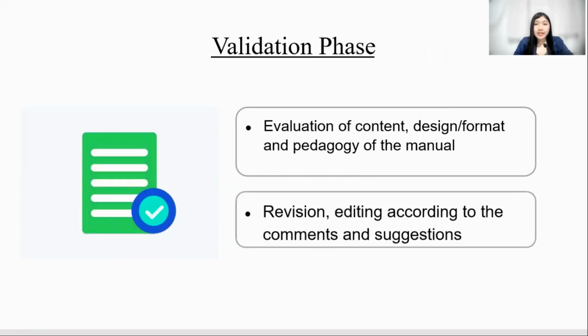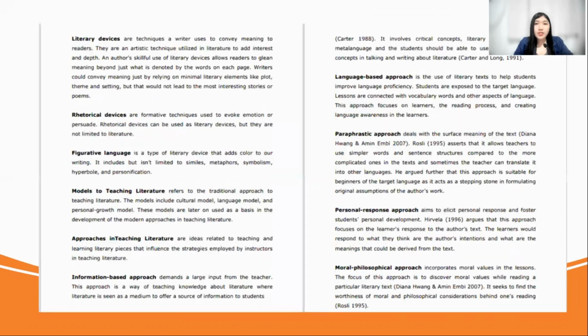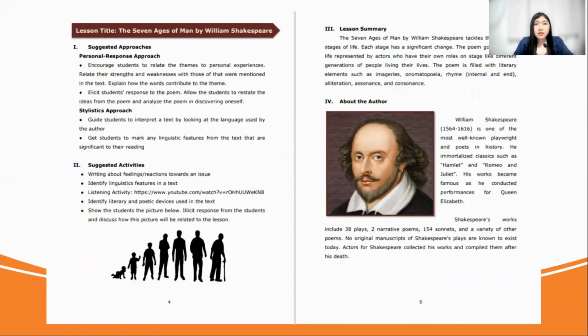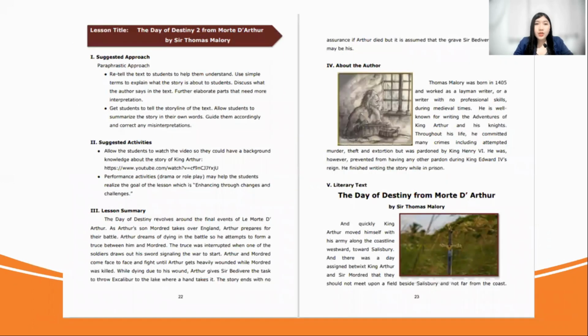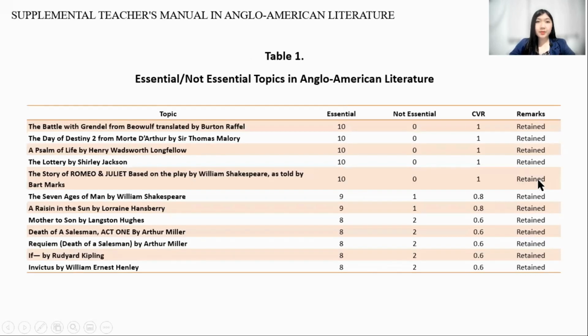After revision, editing according to the comments and suggestions was made. This is the validated, developed Supplementary Teacher's Manual. It includes 177 pages, all 13 literary works, including the foreword and definition of terms. It also included personal response strategies, suggested activities, lesson summary, author, historical background, and other necessary information needed by the teacher in the manual. After the conduct of the study, the following results were obtained.